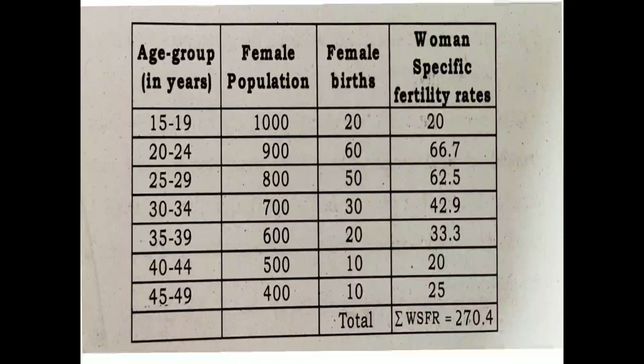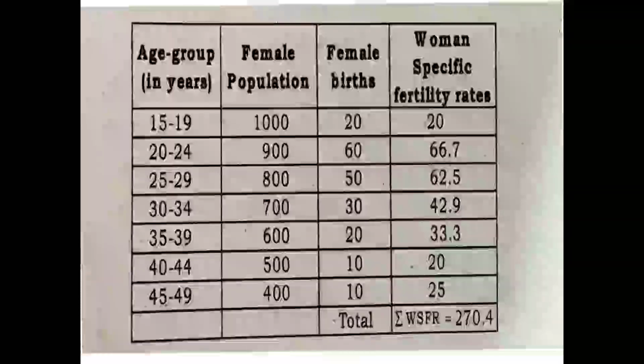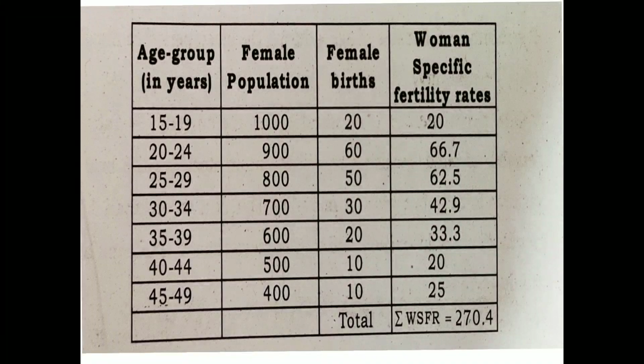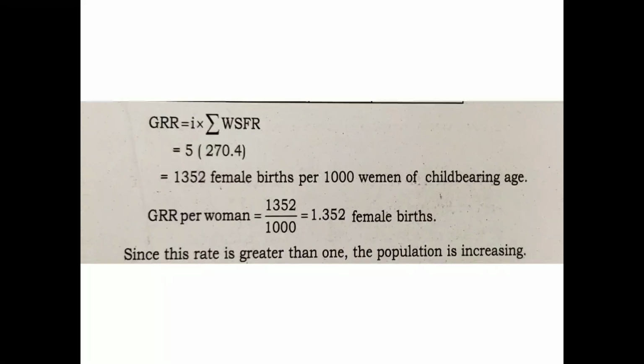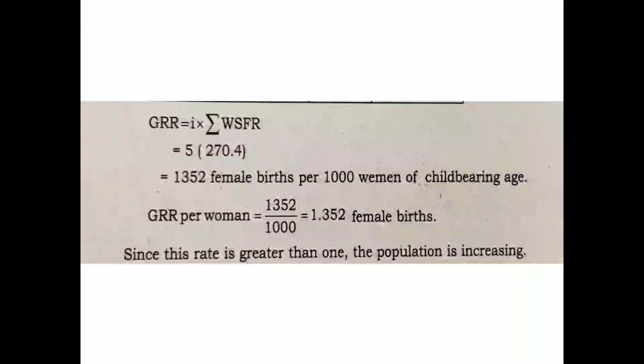So you need to calculate sigma, that means you need to add all WSFR. So add all the WSFR, it will give you 270.4. So you got now summation WSFR. So next your work is to calculate GRR. GRR is equal to I into summation WSFR. Now what is the value of I? I is nothing but the width of the class, which is 5.